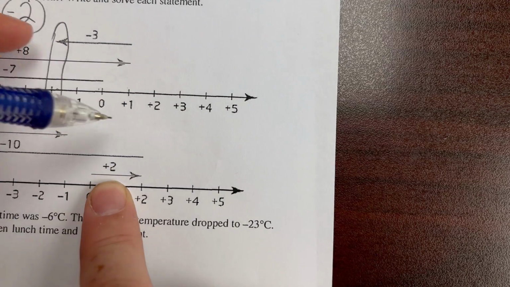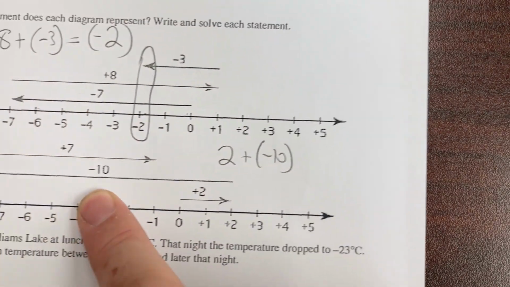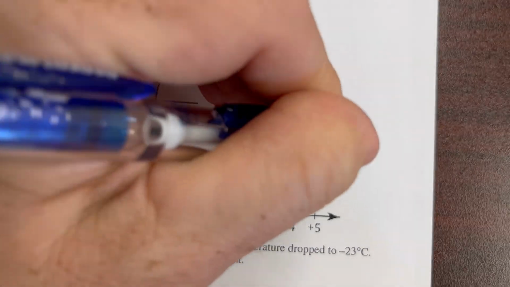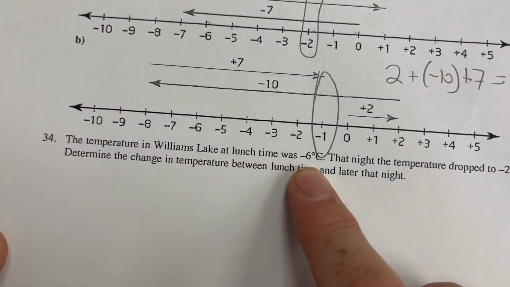Why is it this kind of dumb question? 2 plus negative 10 plus 7 equals, where does it end? Negative 1. Boom, shakalaka. The temperature at Williams Lake at lunchtime was negative 6.